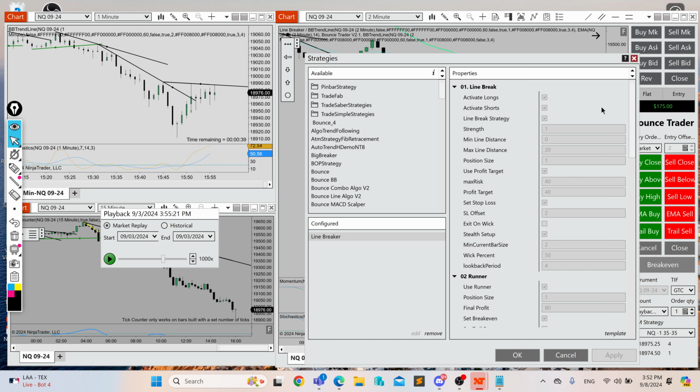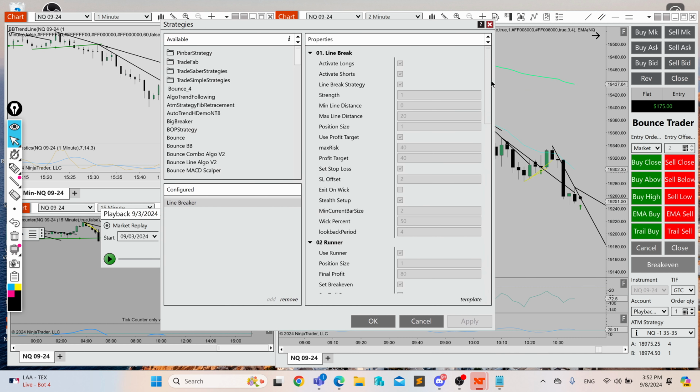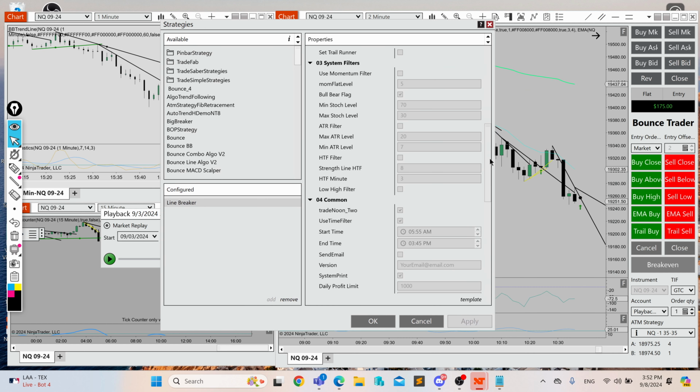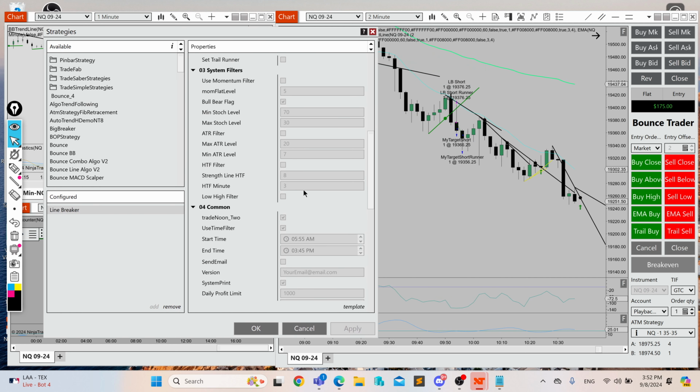And also there is this setting, like use momentum filter, ATR filter. Like ATR, you want to use if it's too volatile, you don't want to trade, but you also don't want to trade if there's no movement. So that's where you specify those numbers.